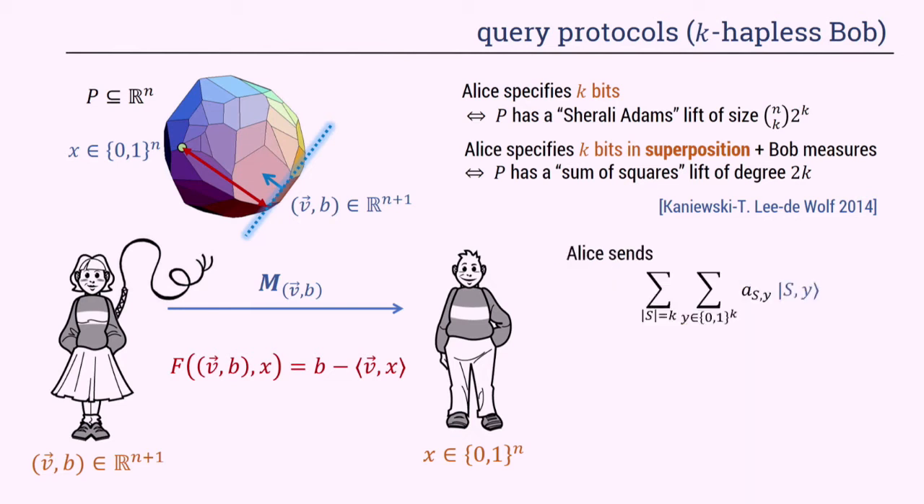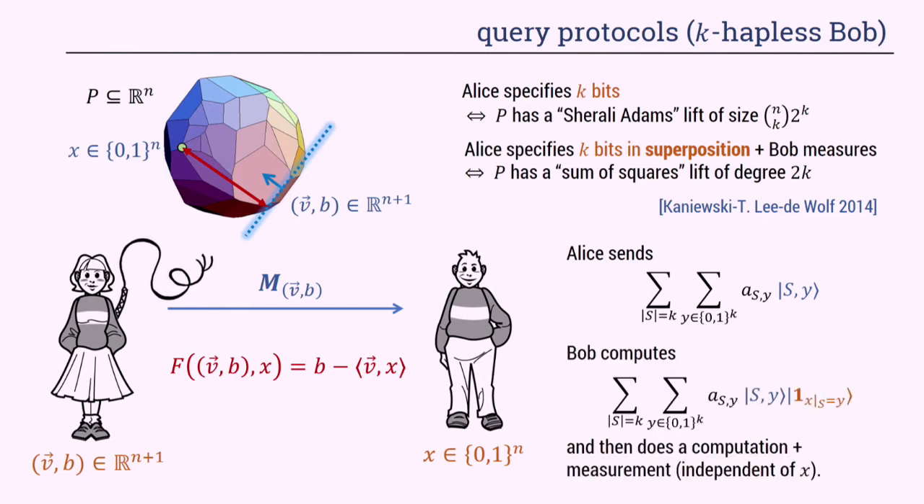Let me just say what it means for Alice to do this. Basically, Alice sends some superposition over the names of subsets of k bits and the values she wants to see in those bits. Then Bob just computes in some unitary way whether, for every thing in the superposition, Alice's guess was correct. And then Bob does some computation and measurement that doesn't depend on his input. So the input x only comes in through Bob doing exactly what Alice told him to do, but now in superposition. That's what it means to do it with k bits in superposition.